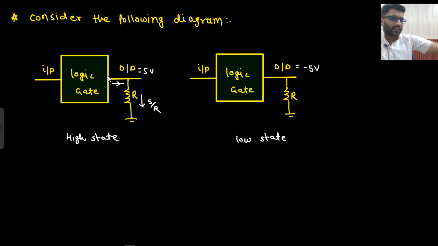So what do we mean? In a low state, this is known as current sink. They are sinking the current. In low state, output sinks the current.